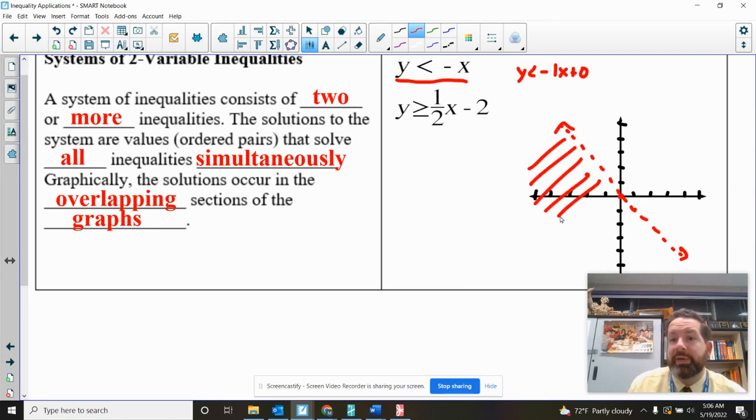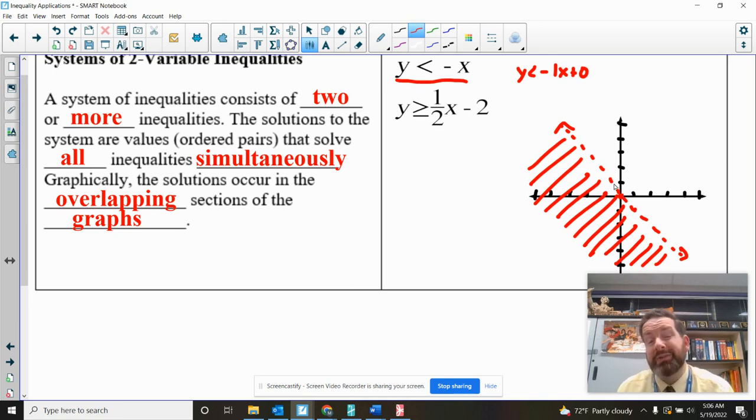Now, if you're doing a test check, don't use 0, 0 this time because 0, 0 is on the boundary. When you're doing your test check, you need to pick a point that isn't on your boundary line.